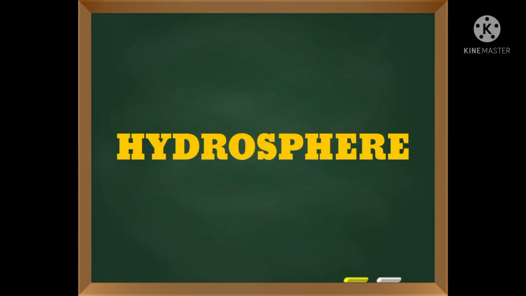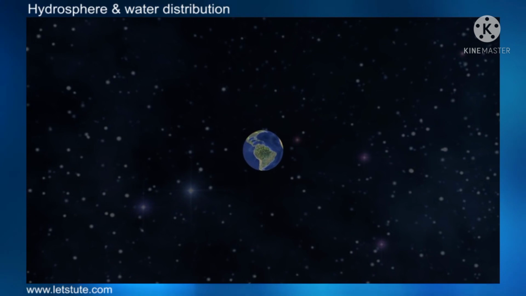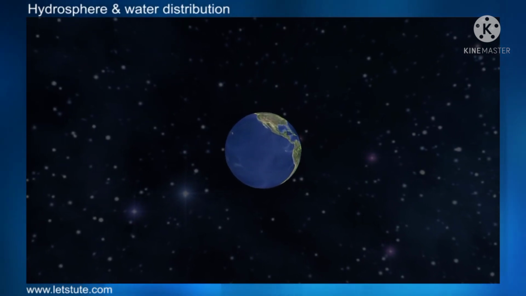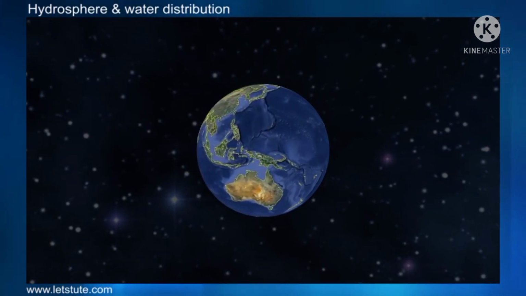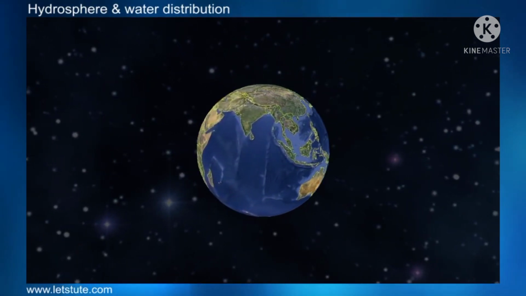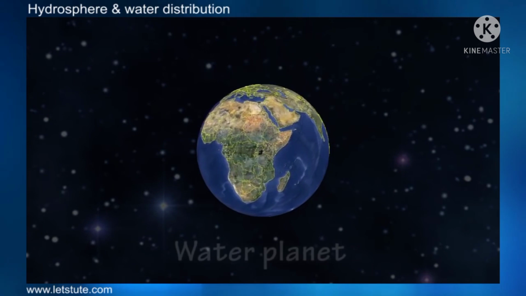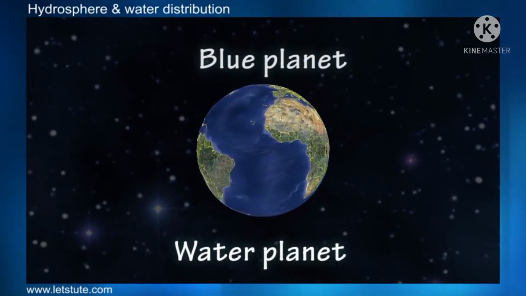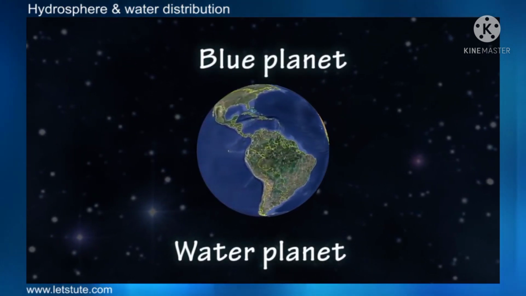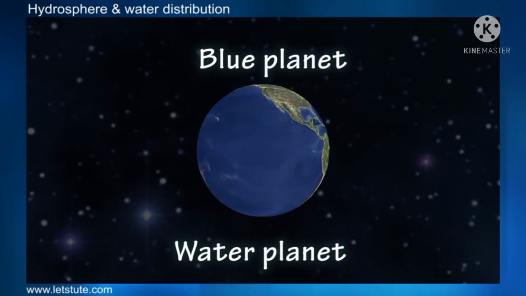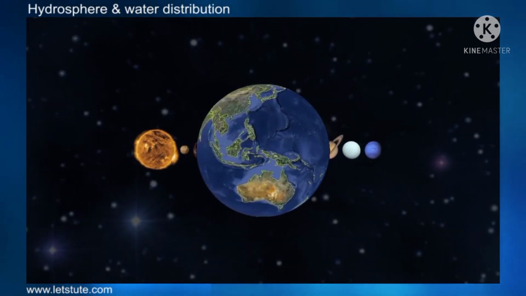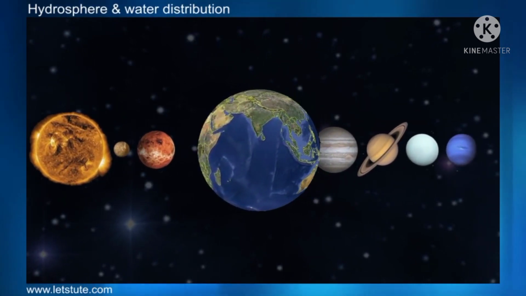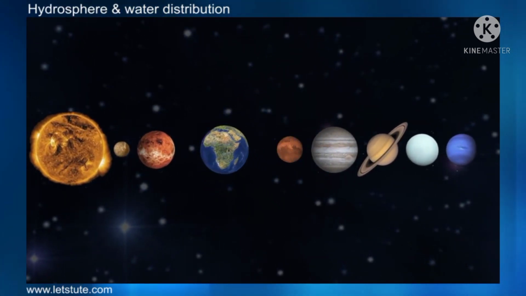Hydrosphere. Earth from the space looks blue, as major part of the Earth's surface is covered with water. And this is the reason why Earth is known as the water planet or blue planet. And this abundance of water is what distinguishes the Earth from other planets of our solar system.